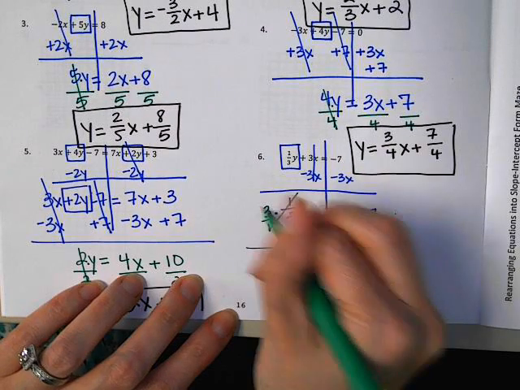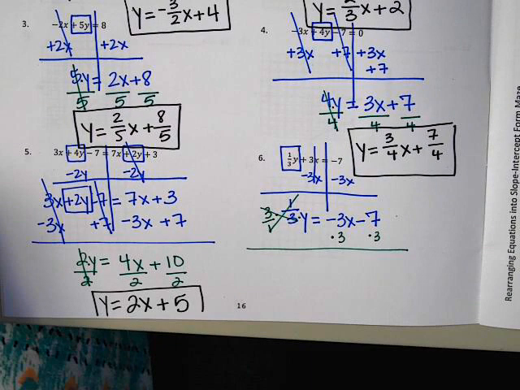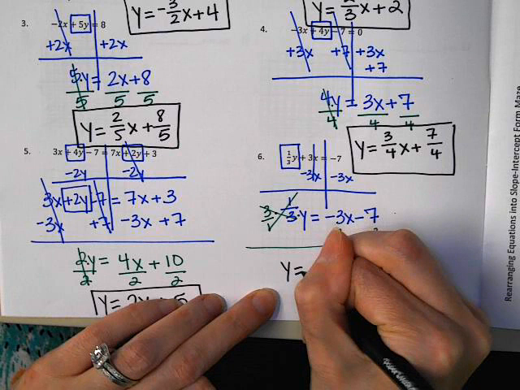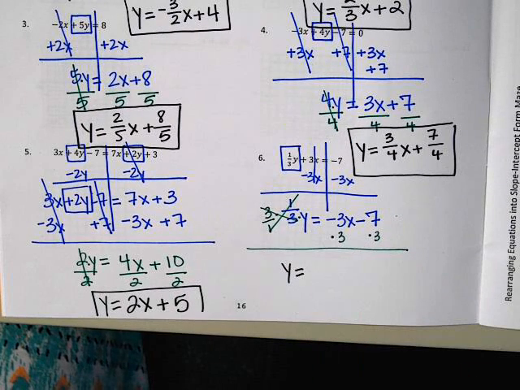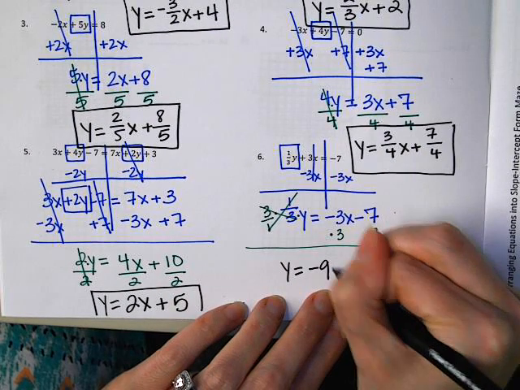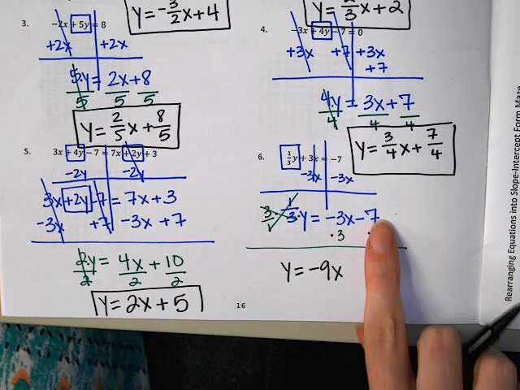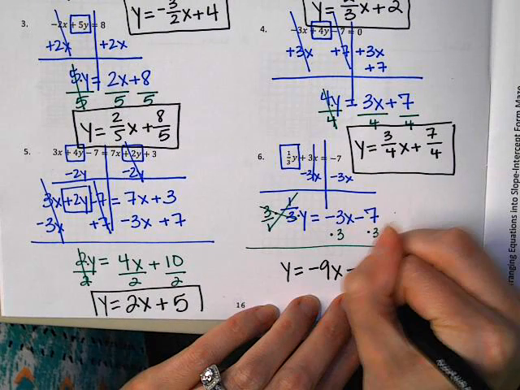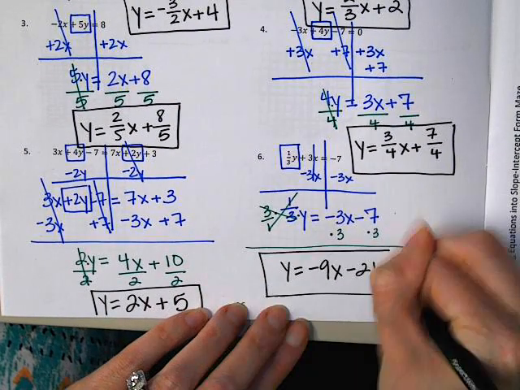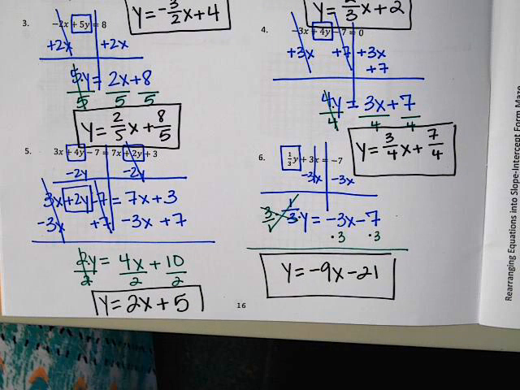So these cancel. And let's see what we got. Y equals, what's negative 3x times 3? That's negative 9x. And what's negative 7 times 3? That's minus 21. That's the answer for that one. Y equals mx plus b.